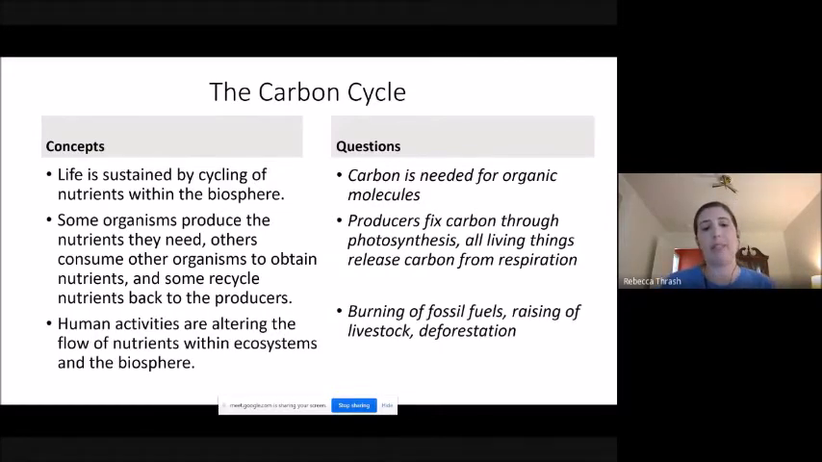And then the human activities that are altering this biogeochemical cycle. Pretty much all the time, the burning of fossil fuels is going to be a great answer for this. Other things that we can do that contribute to more CO2 in the atmosphere or other carbon molecules in the atmosphere are things like the raising of livestock, so methane emissions from cattle, or deforestation, which burns the trees, and it reduces the ability of the producers to take carbon dioxide out of the atmosphere.